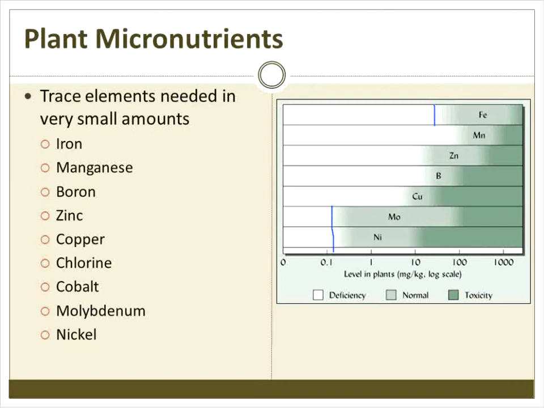Alright? Keep in mind also that for any one of these, for example zinc, those particular nutrients can change with the pH.